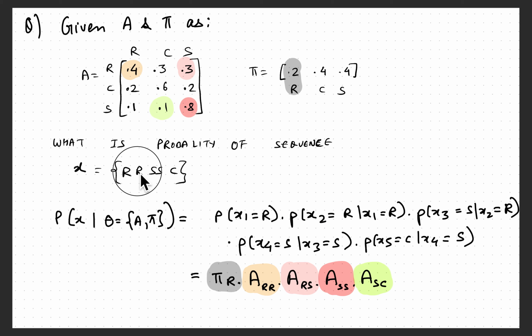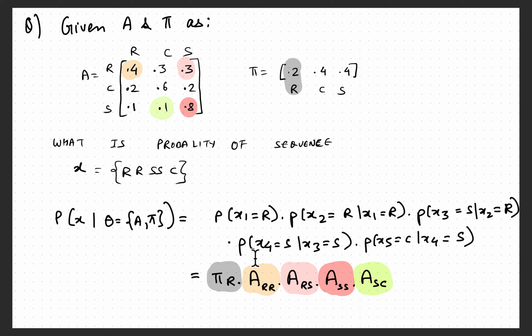We need to look at this particular set of observations. The first observation is r. The second observation is also r. What is the probability of such a transition? That transition is given by A of r to r, which in the transition matrix A is the first row and the first column. The next term in the joint probability would be a transition from R to S. The next would be a transition from S to S, and the final would be a transition from S to C. The transition from R to S is shown here in this light pink shade.